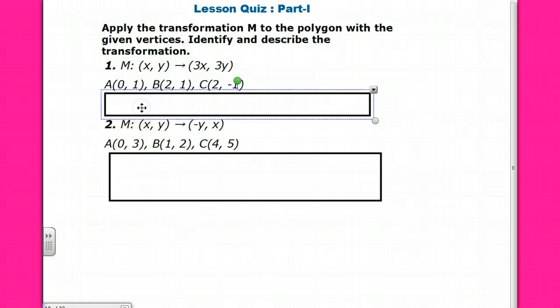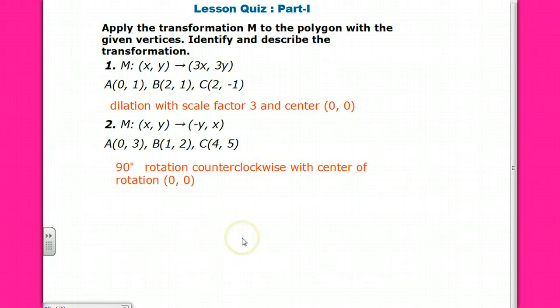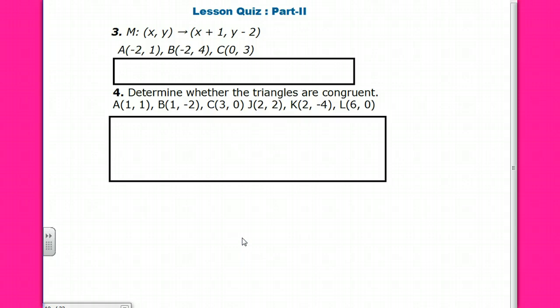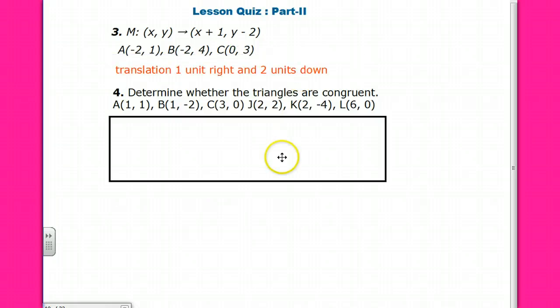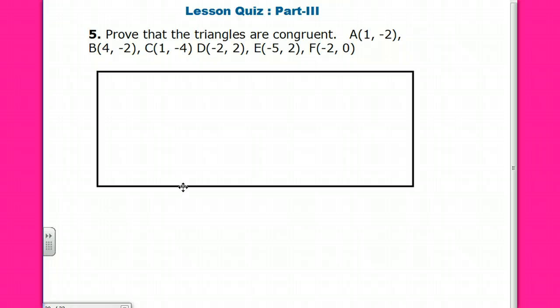The answer to number 1 is dilation, scale factor 3. Number 2, 90-degree rotation. Try part 2, come back and check your work. And the answer to number 3, translation. And to number 4, we have not a congruent transformation. So we actually have a dilation by a factor of 2.